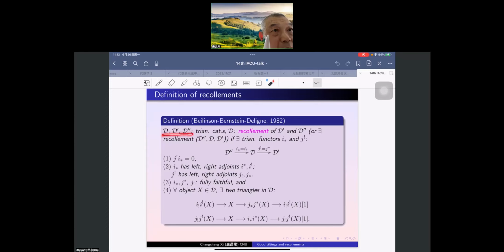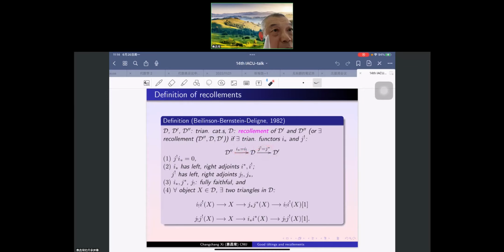Suppose we have three triangulated categories, and we call D a recollement of D' and D'' if there are mainly two functors, from D'' to D and from D to D'. We require the composition of these two functors to be zero, and also this functor has a left adjoint and this functor has a right adjoint. Similarly, we have the same requirement here. We also request that all functors pointing to the middle term are fully faithful. That means this is faithful, this is faithful, and this is faithful.